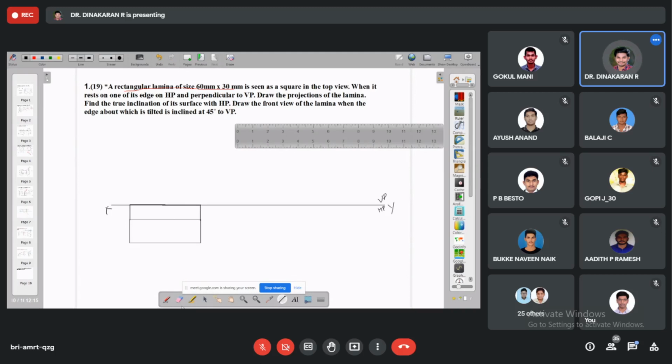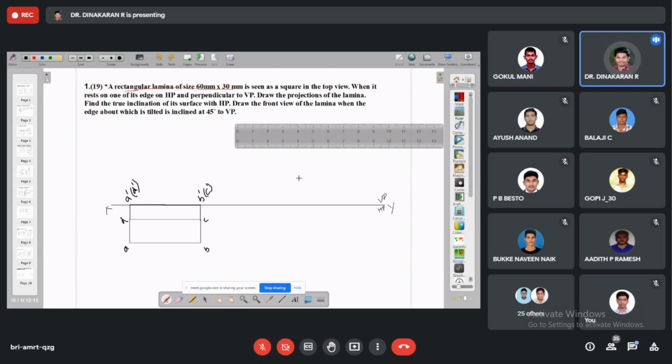Tell me the naming. What will the names be? A, B, C, D. Here, which points are visible? A dash is visible or invisible? Visible. B, visible. C, invisible. D, invisible. Okay, this is normally how we draw. If the surface inclination is given, we directly tilt the A dash, D dash, B dash, C dash line. But in this question, the surface inclination is not provided.